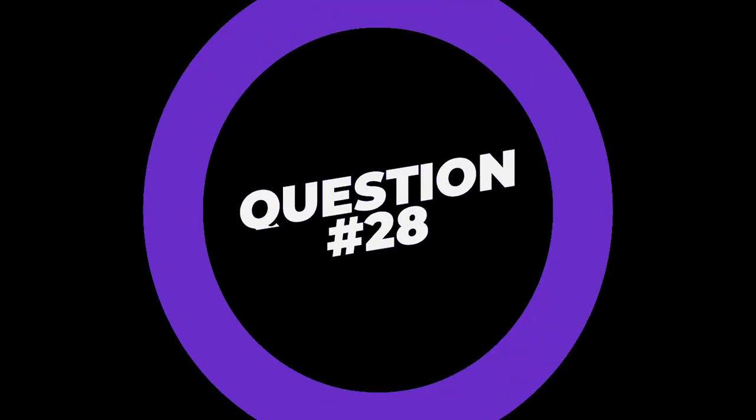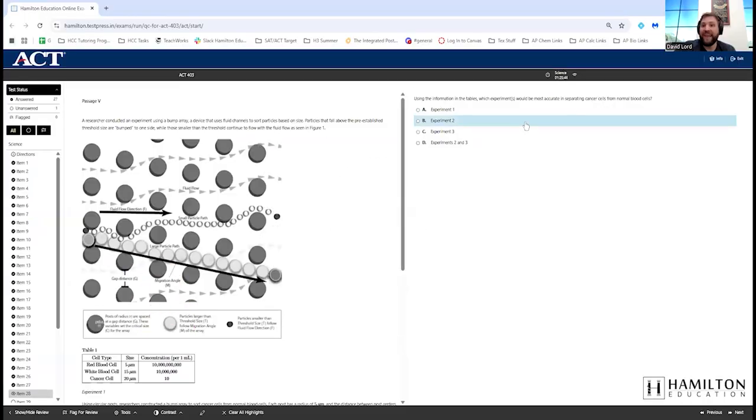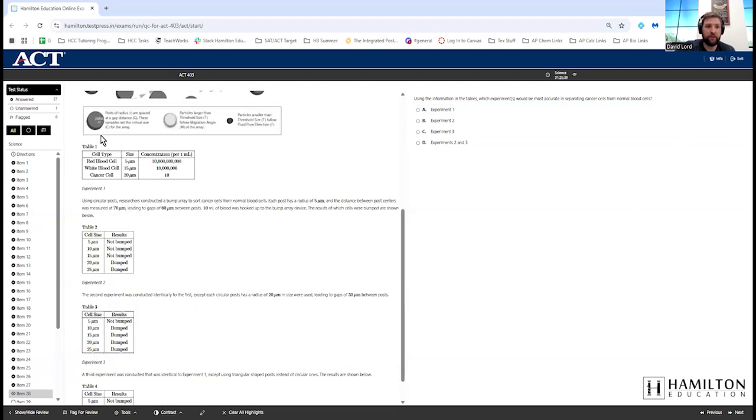Using the information in the tables, which experiment would be most accurate in separating cancer cells from normal cells? Well, I don't know the size of cancer cells, but looking at this table 1 here, we do see that white blood cells are 15 and cancer cells are 20. So we want something that does not bump white blood cells, but bumps the cancer cells that are bigger. Let's see what does that. Looking at experiment 1, 15 is not bumped, but 20 is bumped. So experiment 1 is good. And there's only one with experiment 1, so that's pretty good.